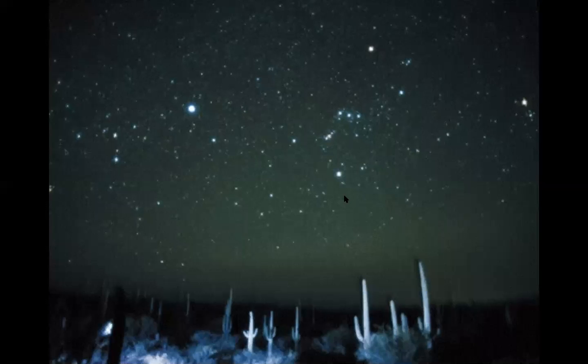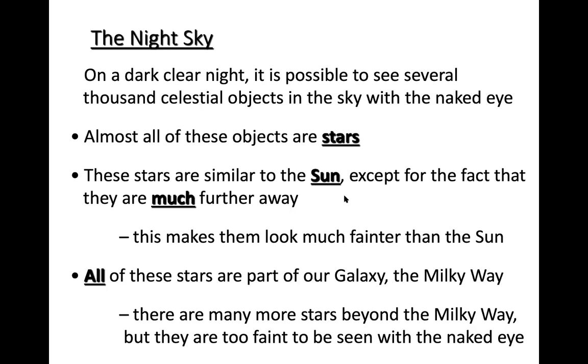Right, so now I want to talk a bit about the constellations. So that was about the seasons and sidereal time and solar time. Now I will move on to talk a little bit about the night sky and the constellations. On a very dark, clear night, it is possible to see several thousands of celestial objects in the sky with the naked eye. So what this means is, if you go outside, let's say today, I mean, you said that it's raining, so it may not be a good time. But if you go outside on a clear night, you will see very clear skies.